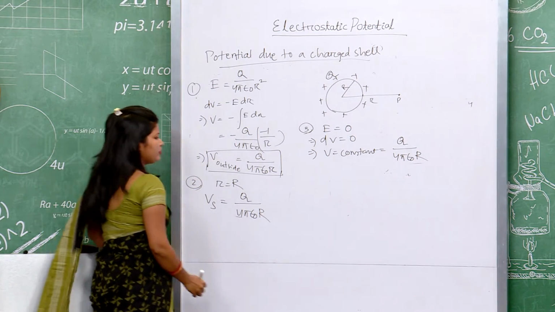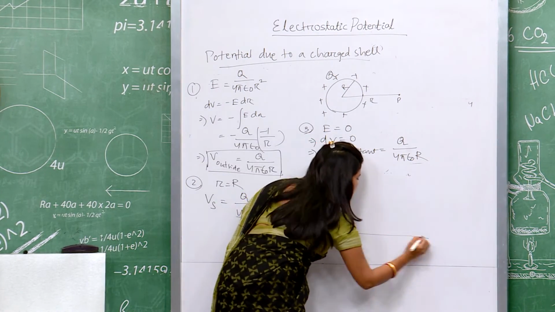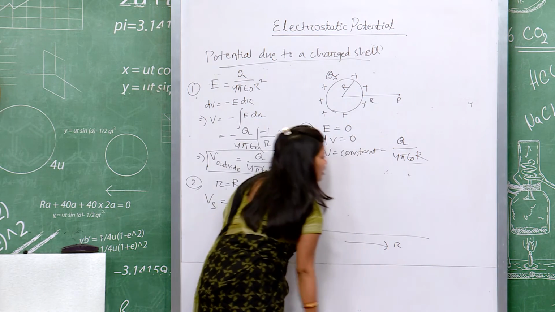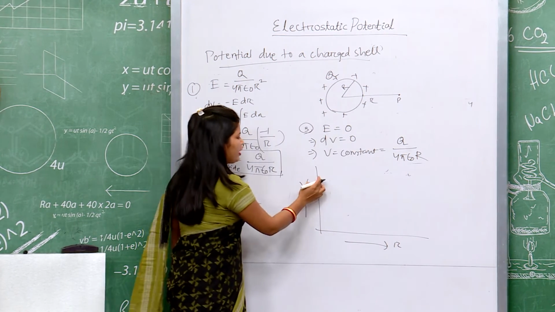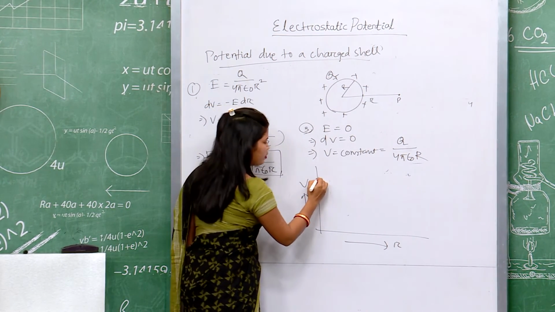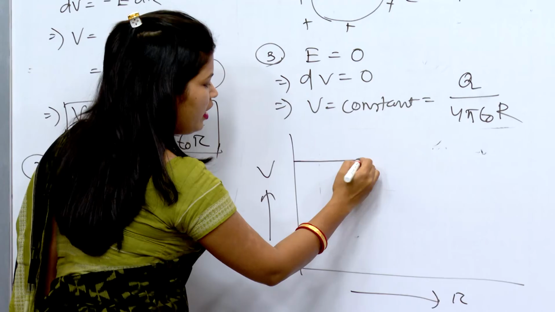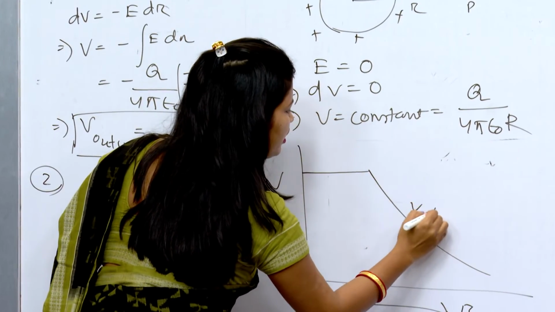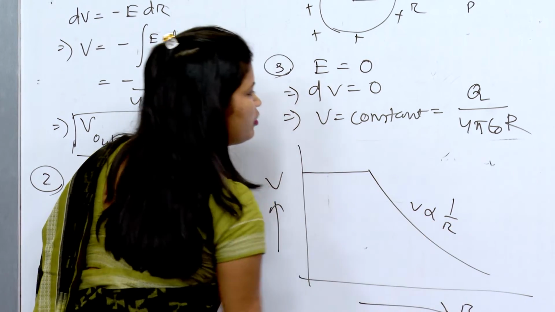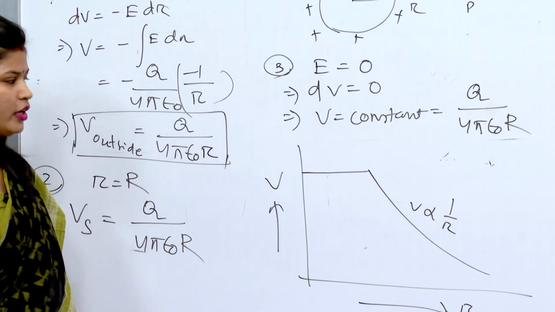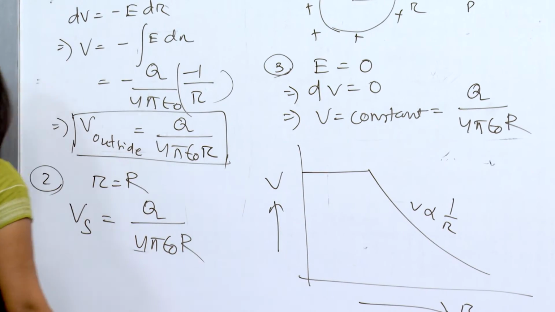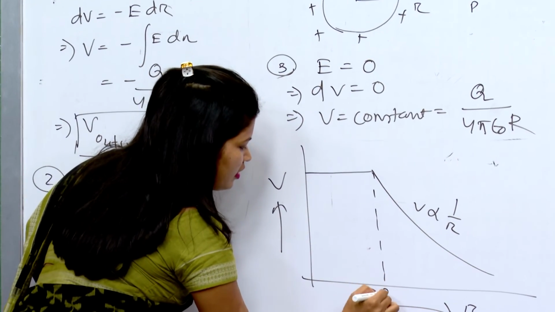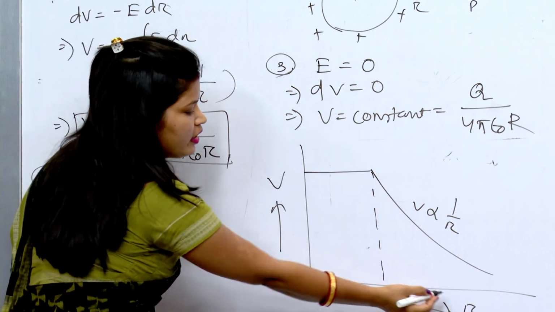Then I can make a graph here, potential versus R. From inside to the surface, the potential will remain constant, and when I go outside it will decrease as V is inversely proportional to R. Okay. So, this is the graph for V versus R, and here is R on the surface, and here inside and here outside.